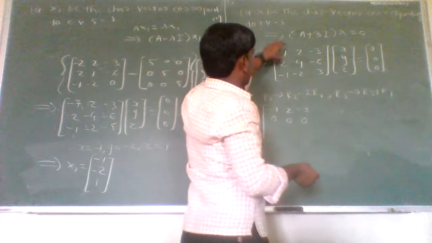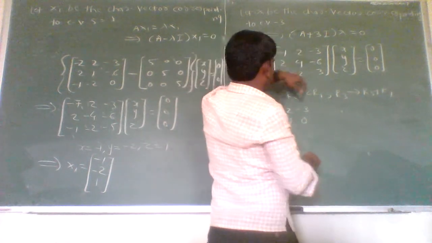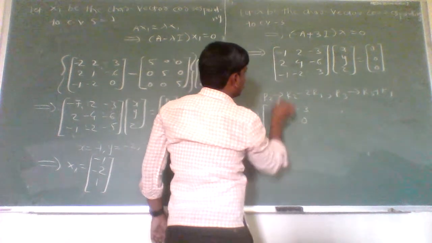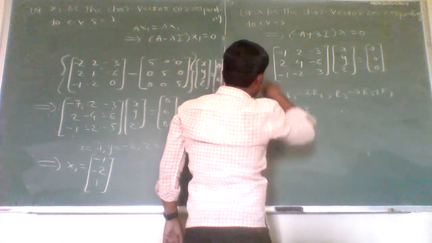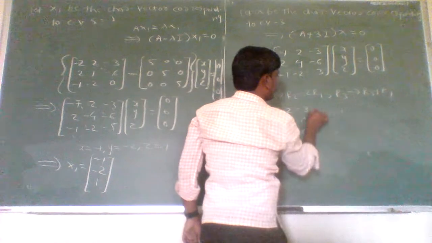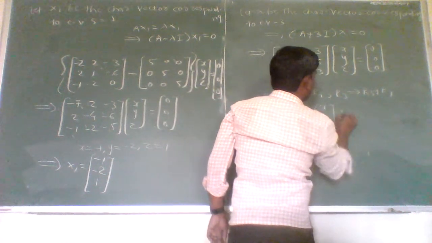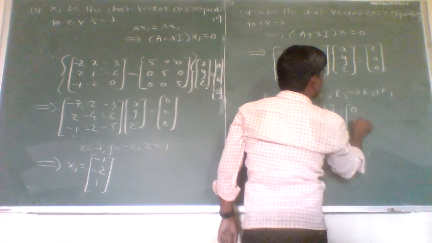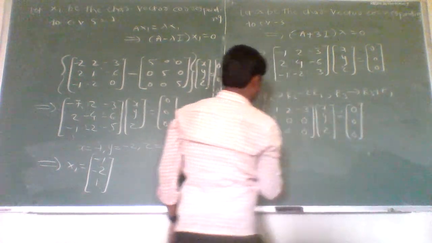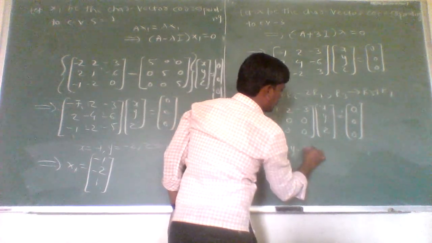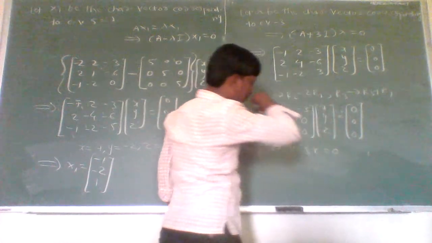It is a plus 1. 2 minus 2, 0. 4 minus 2, 0. Now minus 1 plus 1, 0. Minus 2 plus 2, 0. 3 minus 3, 0. Times [x, y, z] is equal to 0, 0, 0. So which is nothing but x plus 2y minus 3z is equal to 0.